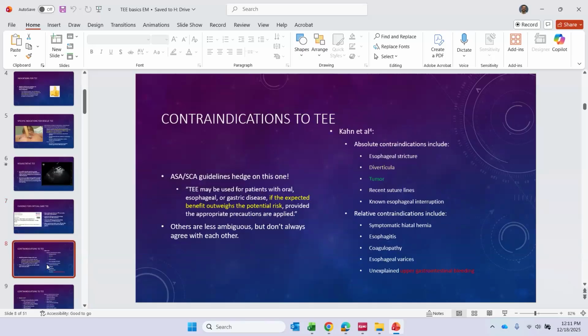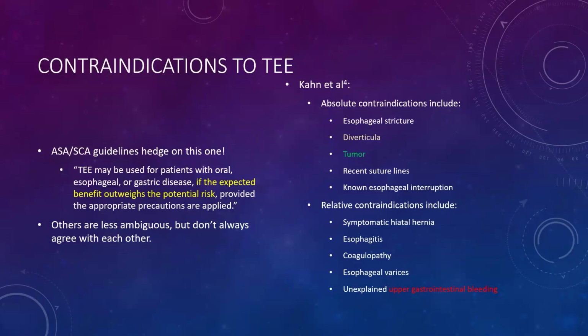So that's why we can use TEE, but there are absolutely times that we should not be using TEE. There are times when placing the TEE may not be the right thing. But different societies hedge on some of these guidelines, and different authors hedge on some of these guidelines. I'm going to try and highlight a few things that are relatively consistent, right? So if the expected benefit outweighs the potential risk, go ahead, drop that echo probe in. That's what ASA and SCA say. Really, really generic.